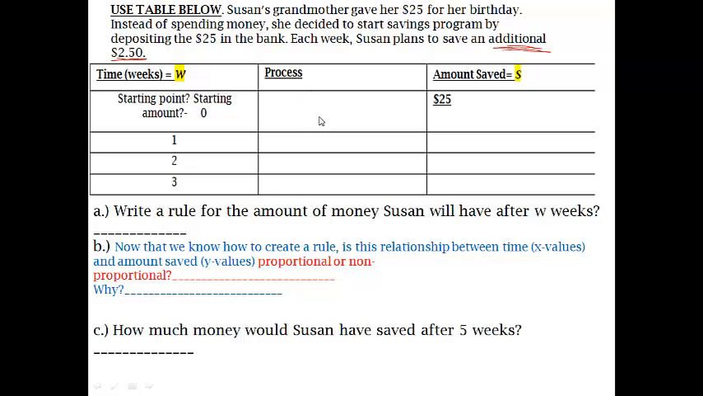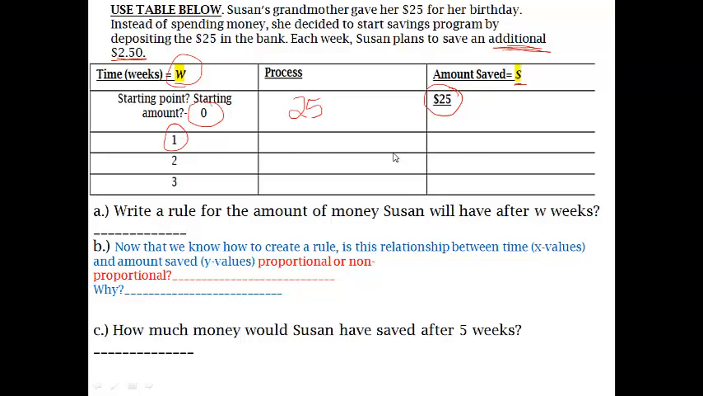So when Susan's grandmother gave her the money, where do we start when it has not been a week? We start out and put it in the bank. Good, it'd be $25. That's how much she has saved. We're going to have S represent amount saved and W represent our weeks.